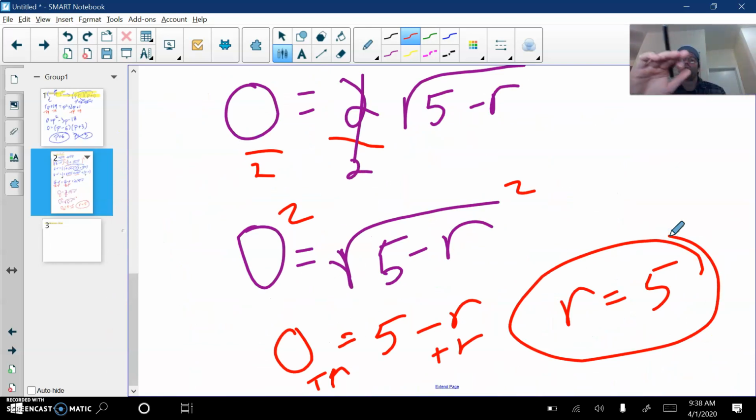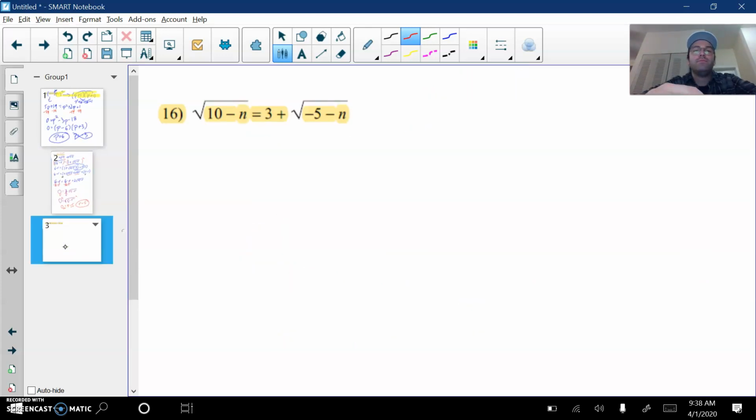Wow. That was one heck of a problem. Yikes. All right, let's try the next one. Okay, so here the square roots are isolated for us, meaning that the square roots are on either side of the equal sign. They're by themselves. This square root is by itself, and this square root is technically by itself, even though the 3 is here. So I'm going to square both sides immediately.